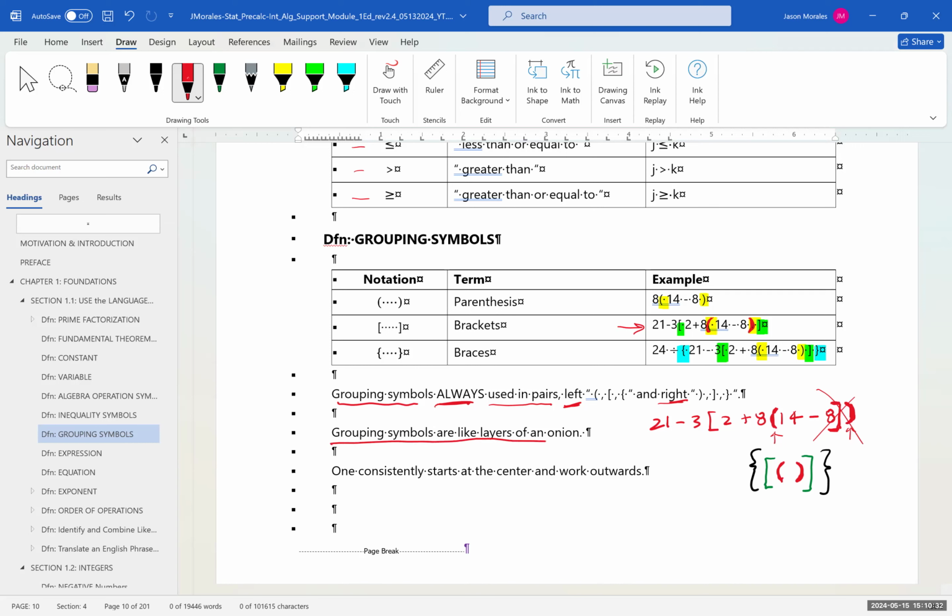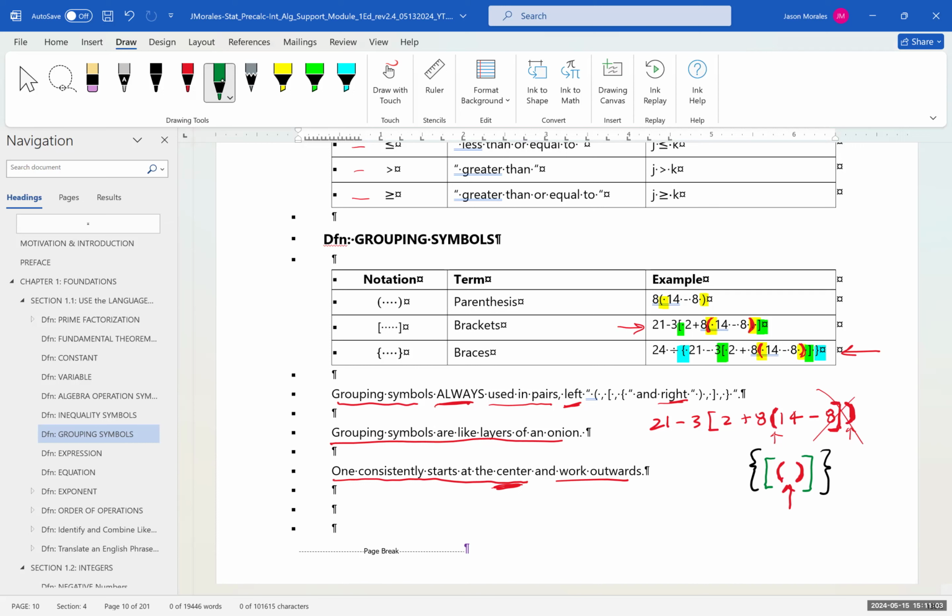Here I just said grouping symbols are like layers of an onion, and you consistently start at the center and work your way outwards. So what I mean by the center is if you look at this third example, we've got three pairs of grouping symbols. The center pair would be the parentheses here, at the middle of the onion. And that's where you would start simplifying this expression.